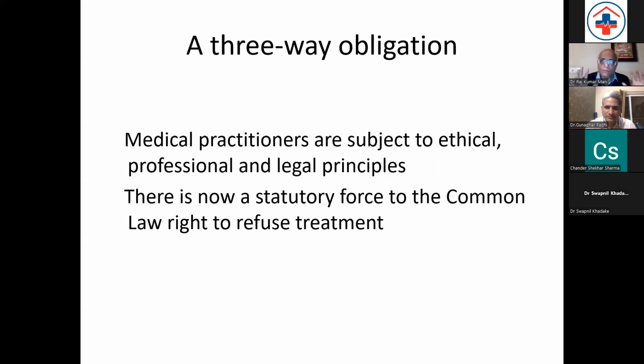So we have a three-way obligation: ethical, professional, and legal principles. All three have to go together. There is now a statutory force to the common law right of refusing treatment. What is common law? Common law is what is existent in practice. It is not through legislation, but refusal of consent is already there. You can't do even a procedure which is 100% life-saving to the patient if the patient does not consent. And if you do, overriding the consent, then it is battery.